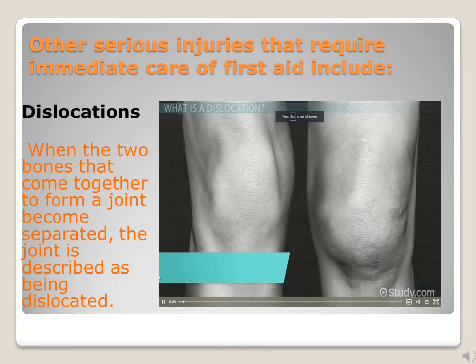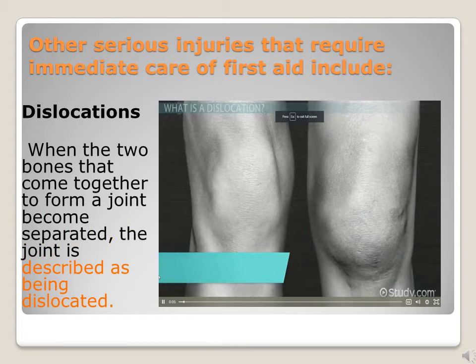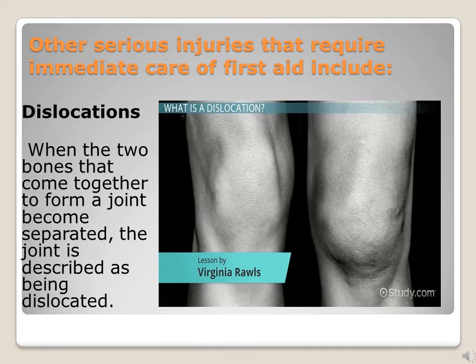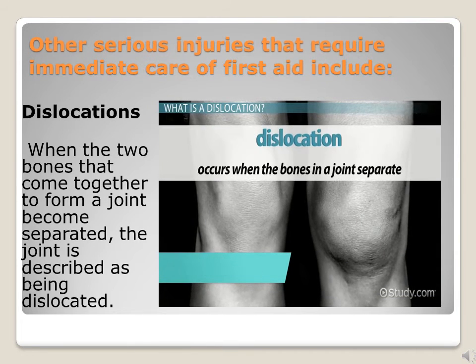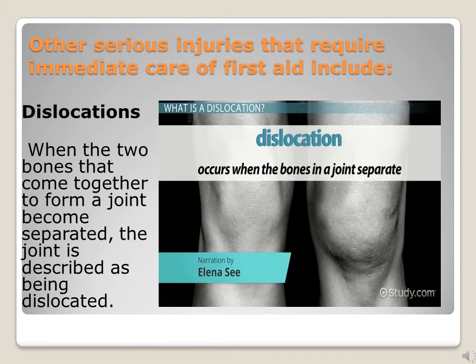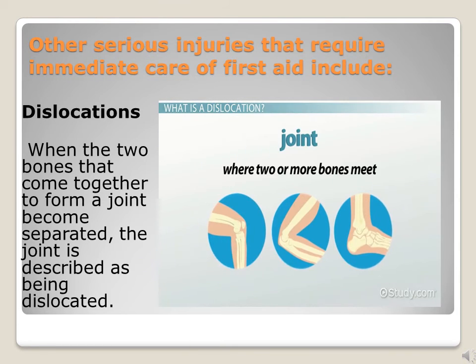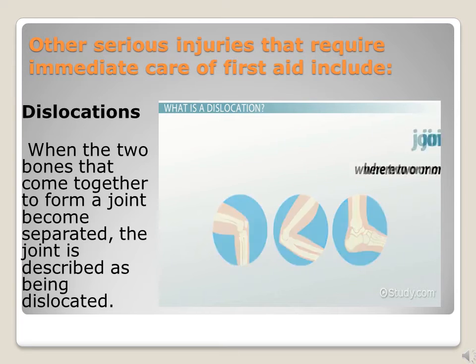Other serious injuries that require immediate care of first aid include dislocations. When the two bones that come together to form a joint become separated, the joint is described as being dislocated. So, what is a dislocation? A dislocation occurs when the bones in a joint separate. A joint is where two or more bones meet.